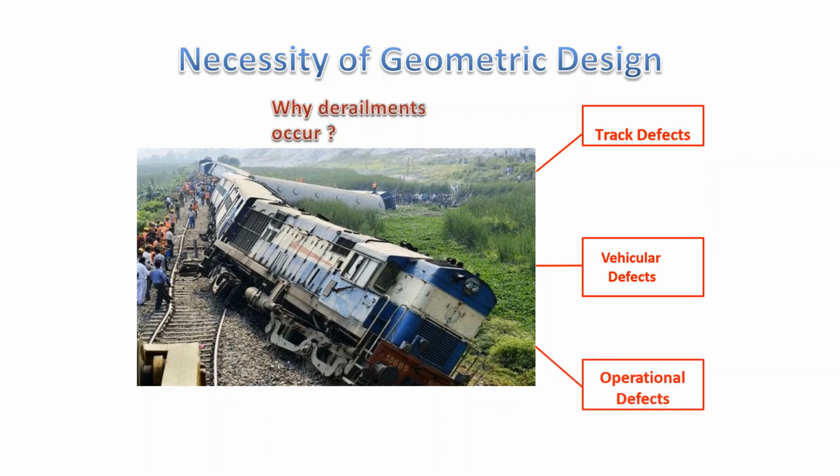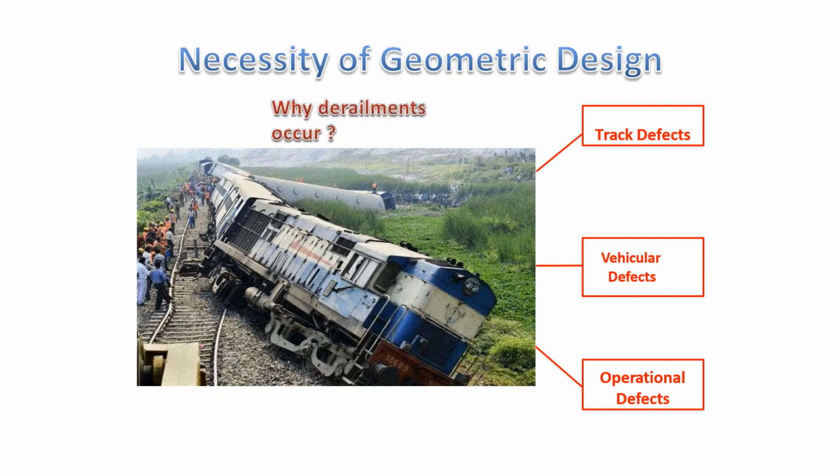The next can be due to the operational defect, like we always try to have only one train in a particular segment. So if accidentally two trains happen to travel at the same segment, that may sometimes lead to accident if they are moving in the opposite direction, or maybe in the same direction also it may lead to accident. So these are the main reasons for accident.